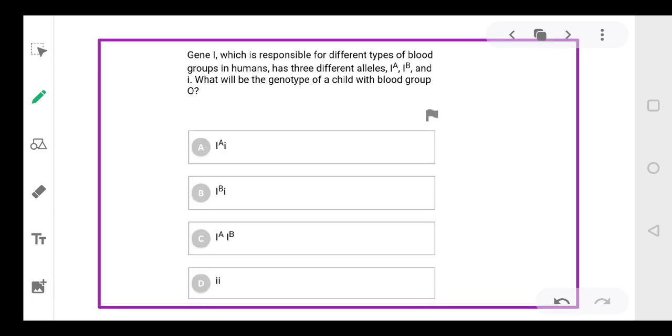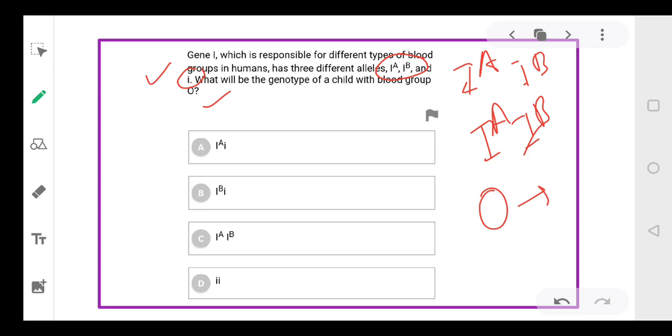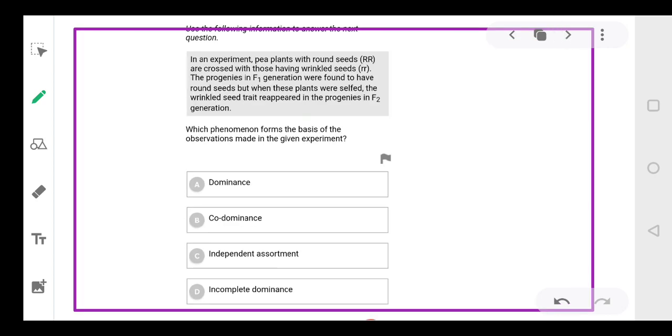Okay. Next, there is gene I which is responsible for the blood group, right? And this gene I has three alleles, IA, IB and i. So tell me, if the child has O blood group, which alleles will be there? See, IA, IB if you remember, and IAB, this is right, and O always has ii. O always has ii. So your last option is correct. Okay, let's come to the next.